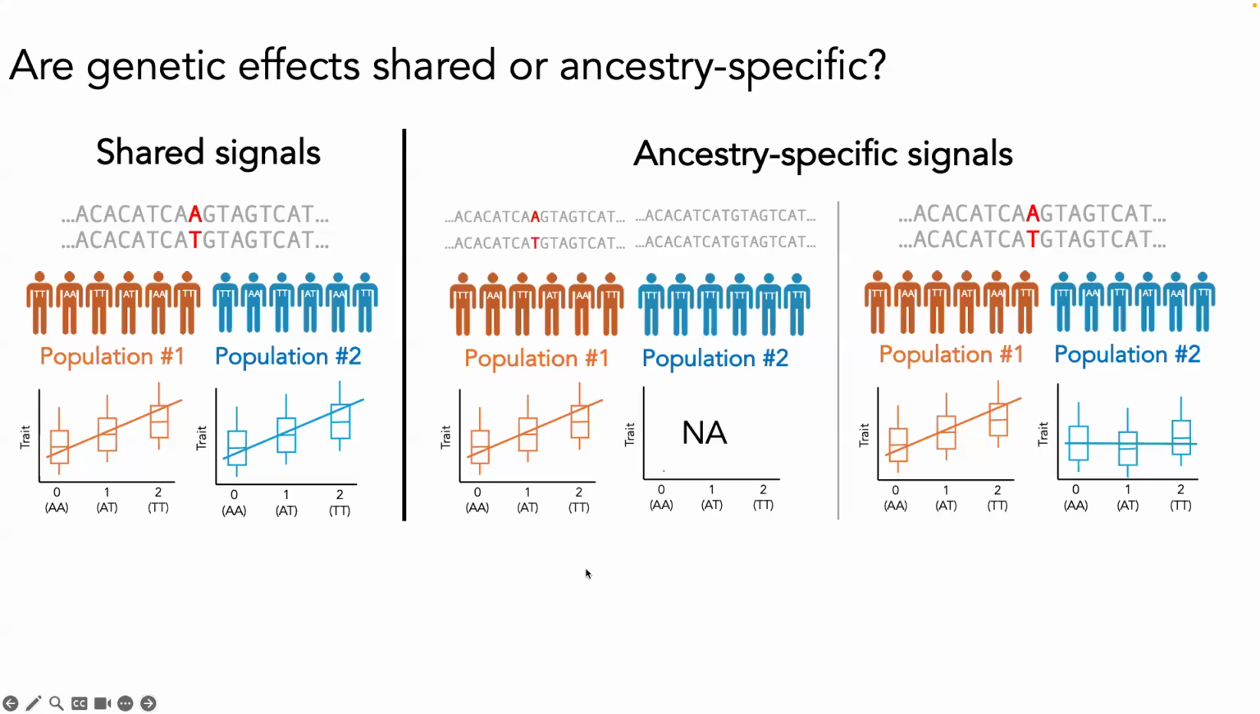Here's a second way that's a little bit more puzzling for how something could end up showing up as ancestry-specific. Maybe there's a variant that has an effect on a trait of interest in one population, and that variant is polymorphic in the second population, but it's not associated with the trait. It's not actually driving the trait.